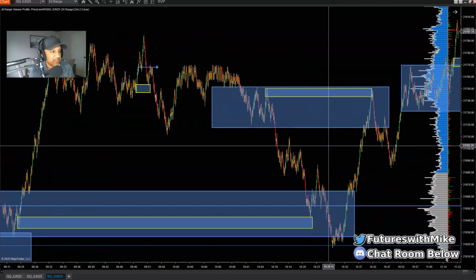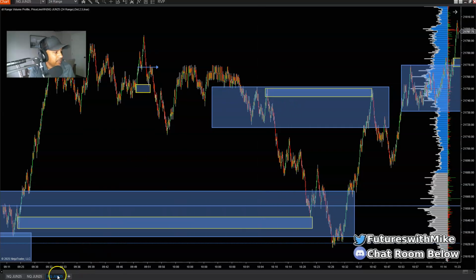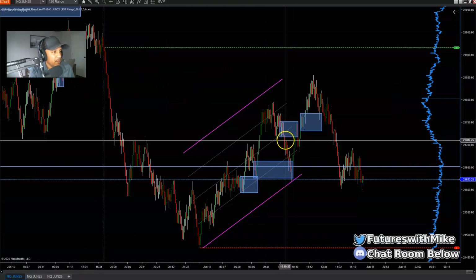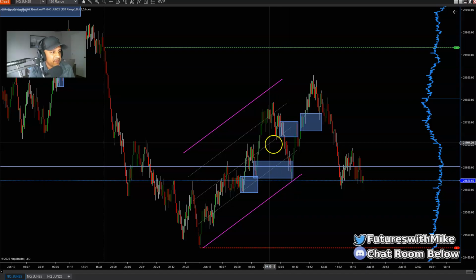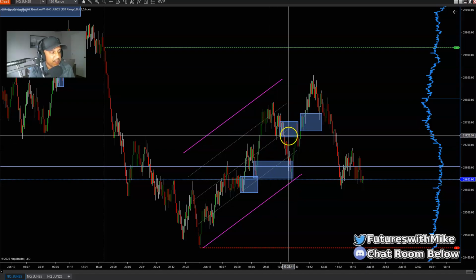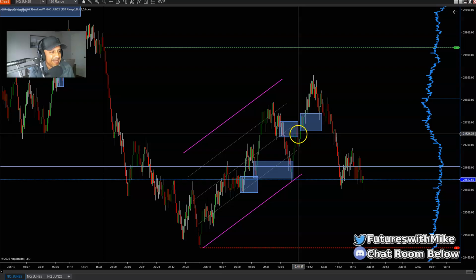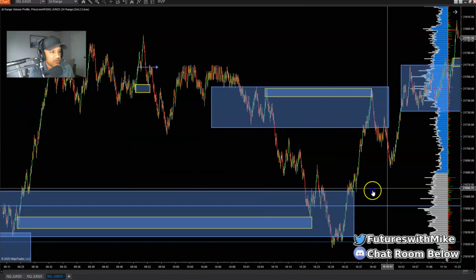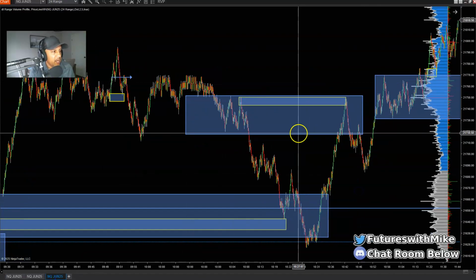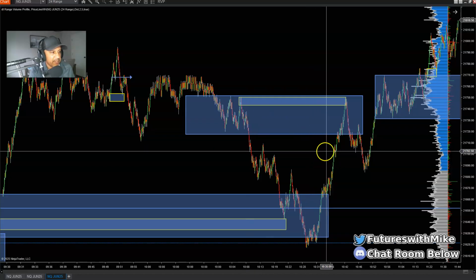Let's take a look at another example. Right here is a supply zone. Okay, we'll take a look at it on the higher time frame. Right here, market's coming to the downside. There's a supply zone beautifully right there above us. As it retraces back to that zone, move down to a lower base chart, taps the 120 supply zone. Okay, high probability zone there.